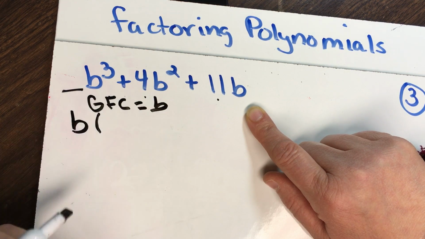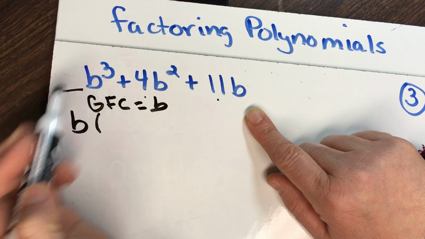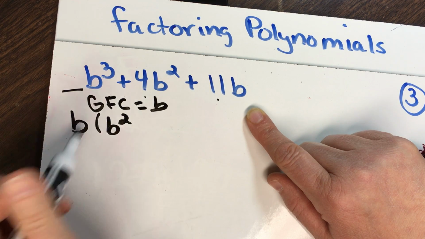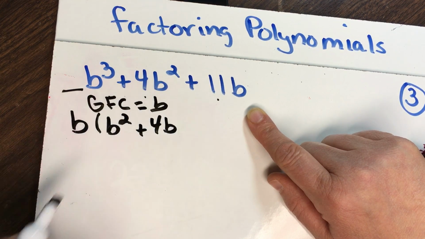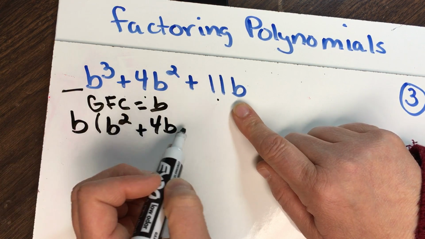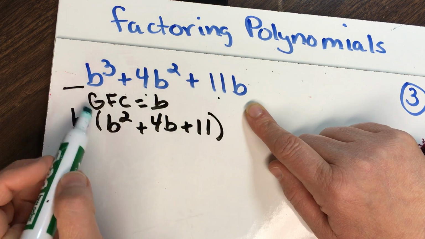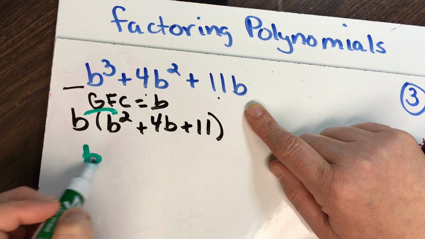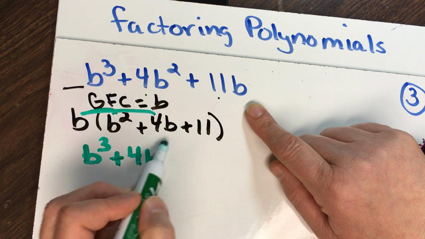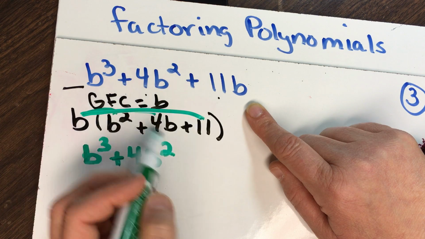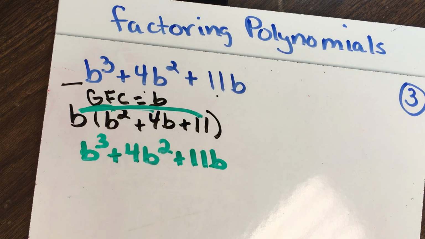We're going to do the opposite of distributing. We're going to go backwards. So if I divide this by b, I end up with b squared. If I divide this by b, I end up with this. And then if I divide this by b, it's just 11. So let me go backwards and see where our pieces are. See if we did it correctly. This times this is b to the third. This piece times this is 4b squared. b times 11 is 11b. Did it correctly. All right, let's take a look at another one.